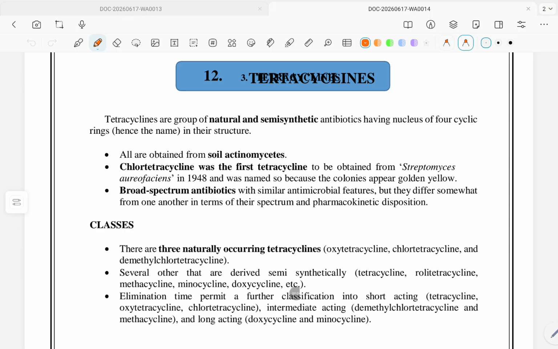Tetracyclines. Chapter 12: Tetracyclines.